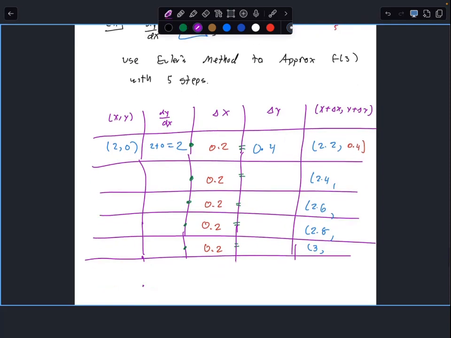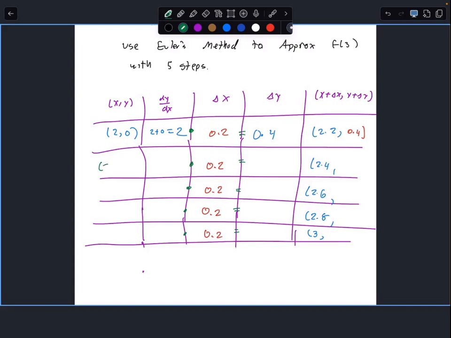And then I'm going to run through the rest. So now we're at 2.2. This one will give us 2.4. This one will give you 2.6. This one's always going to give you 2.8. That's how we're always going to get there.